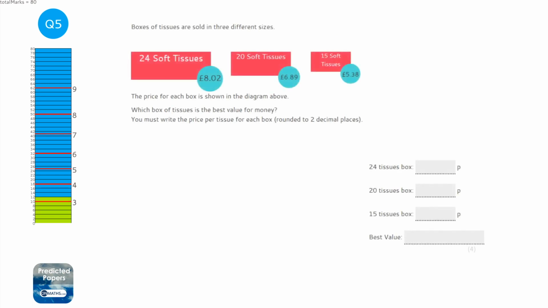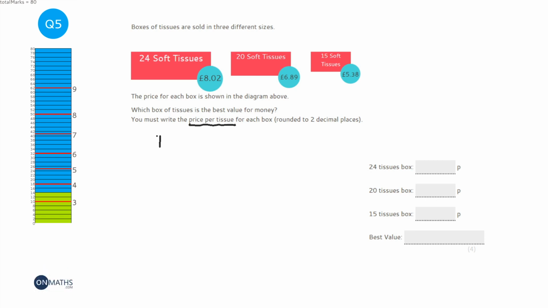With best value questions, which this is one of, there's normally multiple ways of doing it. Either you get the price per item, or you get how much of the item you get for 1 pence, or you get them so that they're the same amount of items and then you compare the prices. Now this one asks for the price per tissue, so that's the way we've got to answer this question.